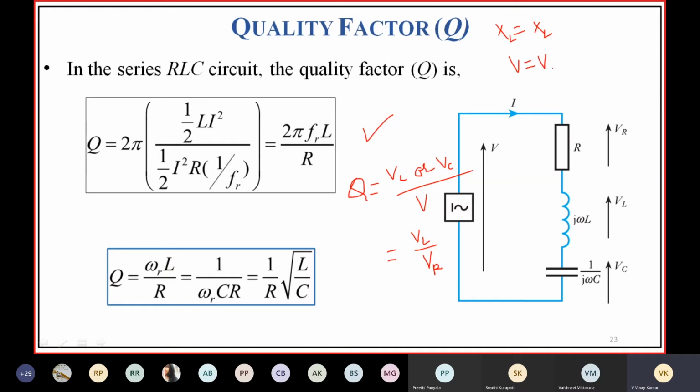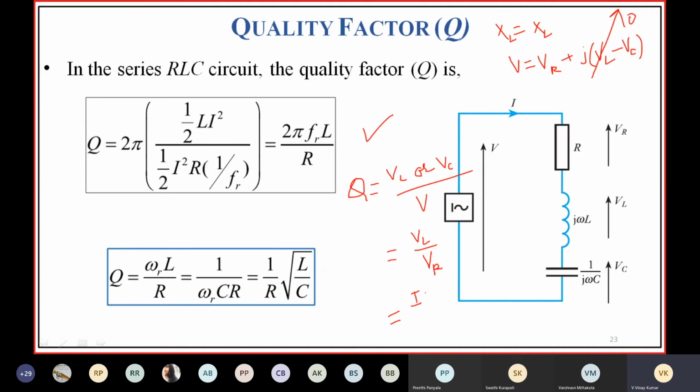Applied voltage V is equal to VR plus j into (VL minus VC), right? When XL is equal to XC, meaning VL is equal to VC, then this part becomes 0. Then V is equal to VR, the applied voltage becomes VR. Then Q is equal to VL by VR. It represents this.